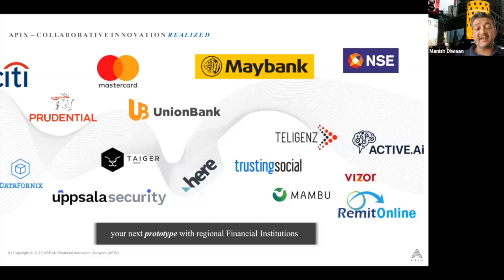Similarly, Maybank wanted to do something on an international remittance use case, and we were able to introduce them to Remit Online, which is a fintech based out of India. Remit Online went ahead and built the whole prototype along with the teams in Virtusa and the synthetic data APIs from the APIX platform to create a full-fledged solution for them as a prototype. I hope that answers the question, Todd.